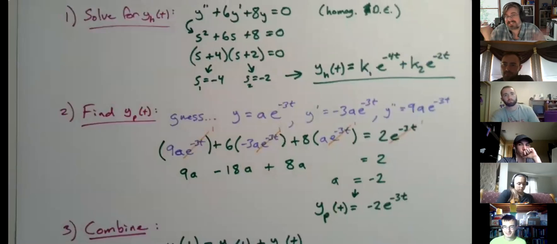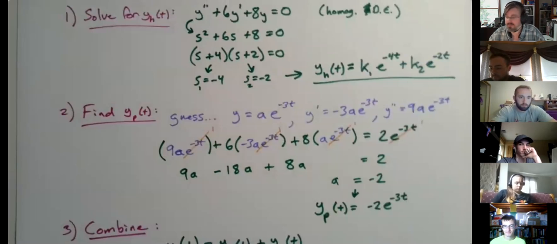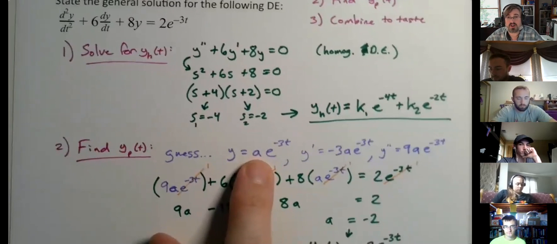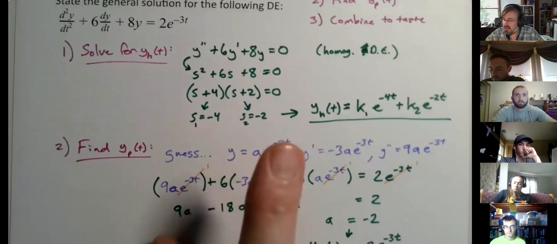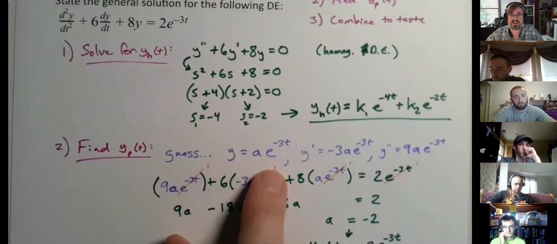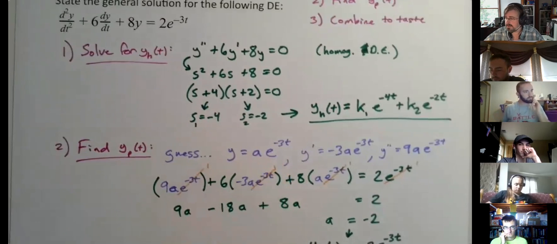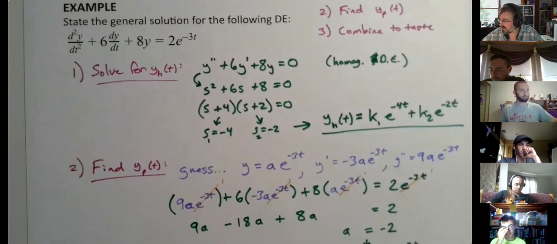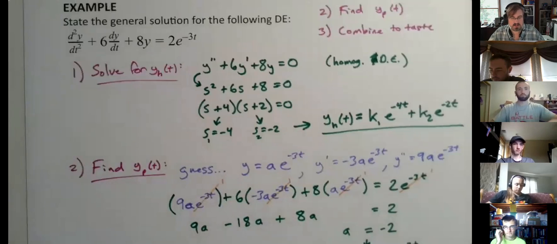Guess again. And believe it or not, the best first step after a guess, if I guessed this and it didn't work, my next guess would be a times t times e to the negative 3t. If you guess that, it's probably going to work. And if that doesn't work, then you'd say, let's go look at Maple and see what the solution looks like. We'll be able to figure out what our lucky guess needs to be based on what Maple says.